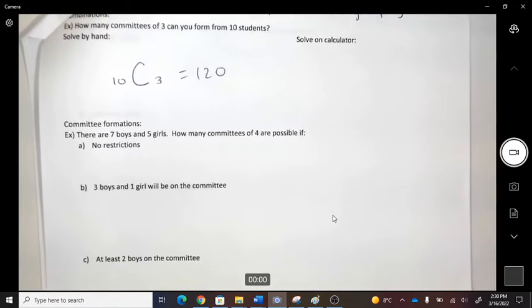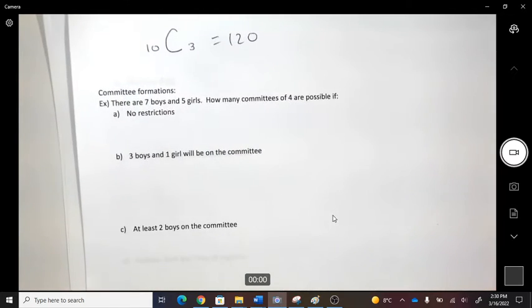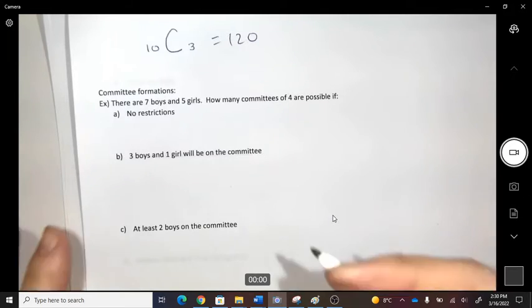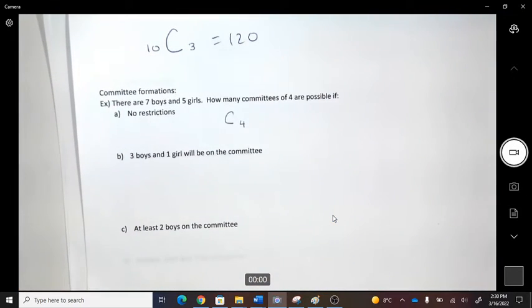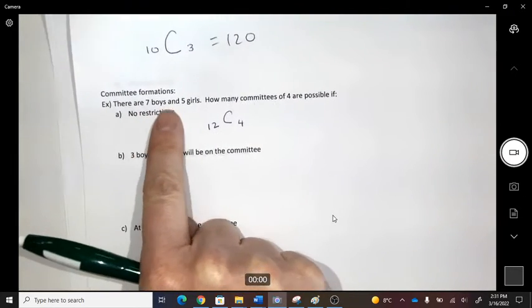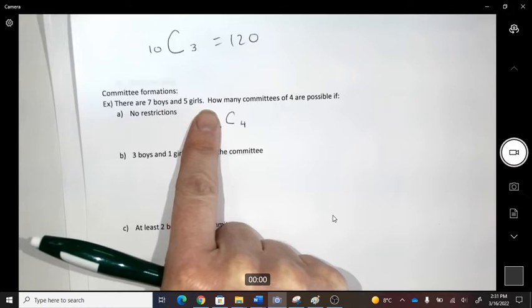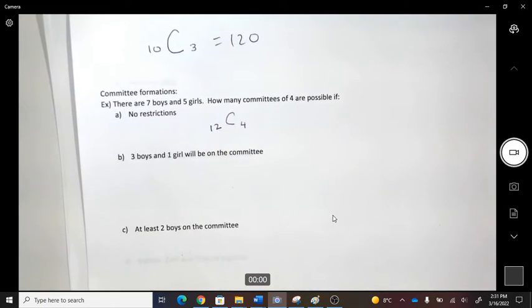Okay, there's 7 boys and 5 girls. How many committees of 4 could you have if there's just no restrictions? So if there's no restrictions, I'm going to be picking 4, and I'm choosing them, right? Because I'm not arranging, I'm just picking a committee. How many available choices do I have? If there's no restrictions, just how many people could I pick from? 12. Where am I getting that? I could pick any boy or any girl, so there's just 12 people, and I'm going to pick 4. Okay. So practice getting me a number.